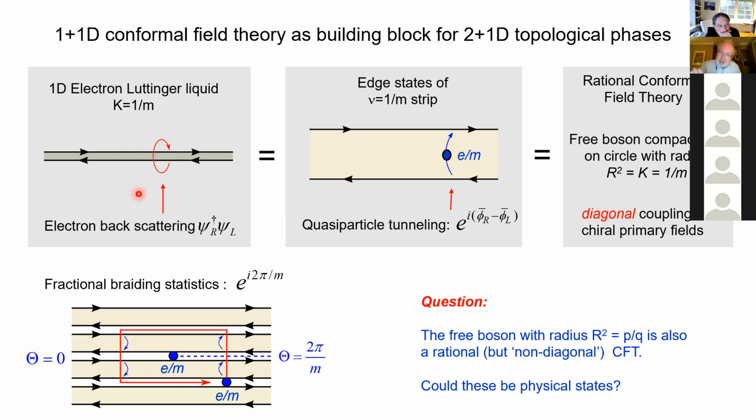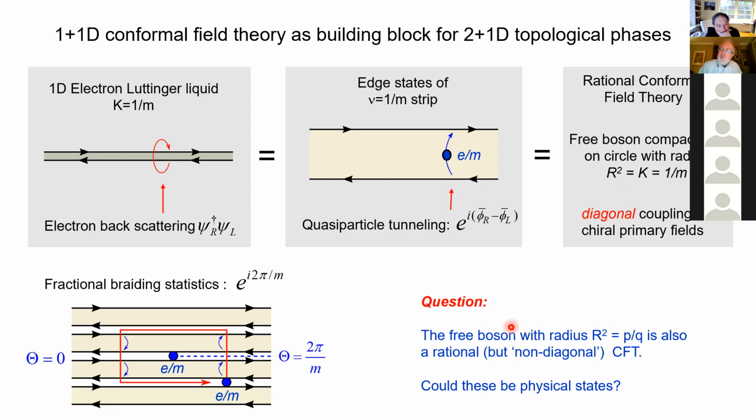I want to do something simpler based on just a simple observation, which is that the free boson, this Luttinger liquid conformal field theory, is a conformal field theory for any value of k. In particular, it's a rational conformal field theory, meaning that it has a finite number of quasiparticles. It's a rational conformal field theory for any rational value of k, or of the radius. And so the question is whether those could correspond to physical states or not.